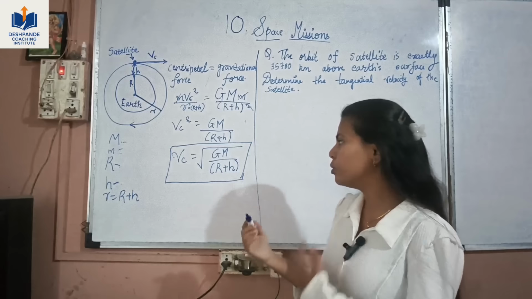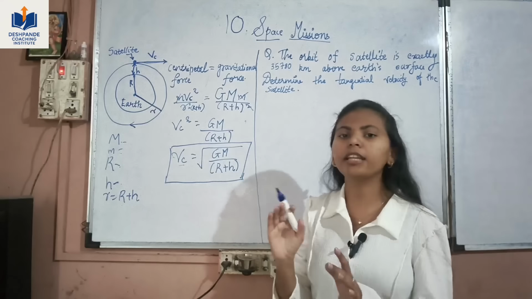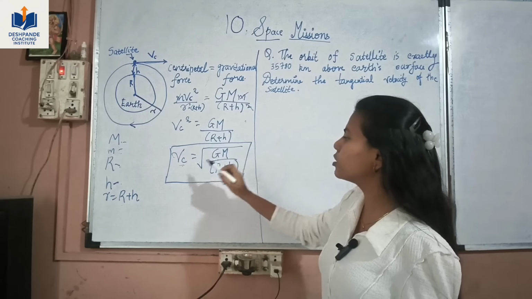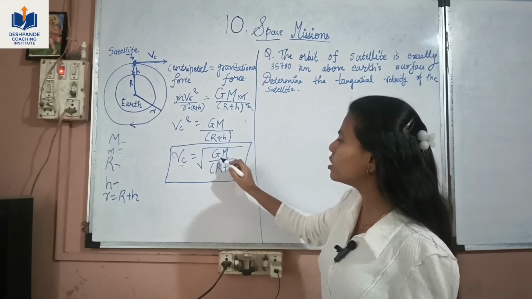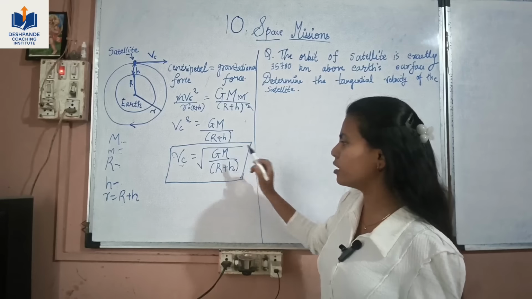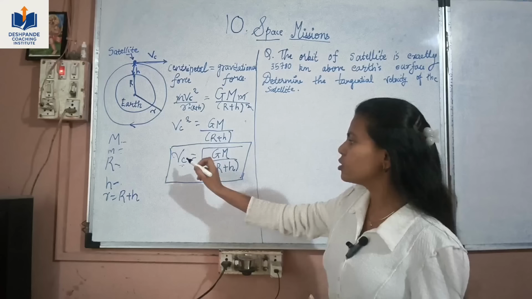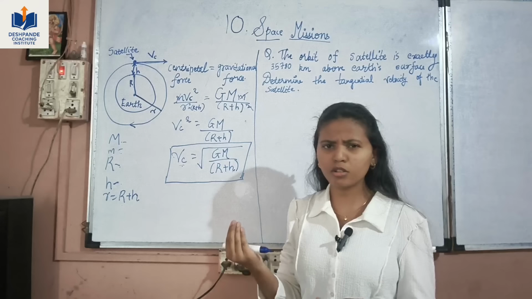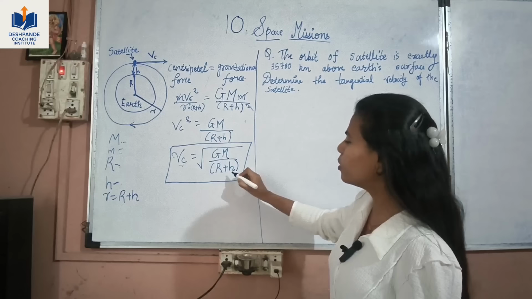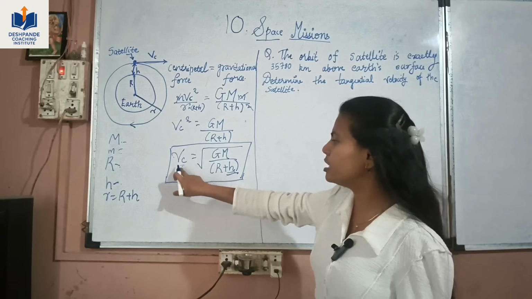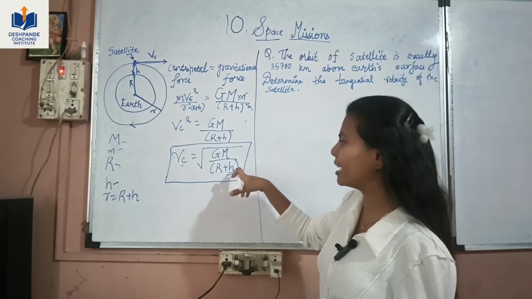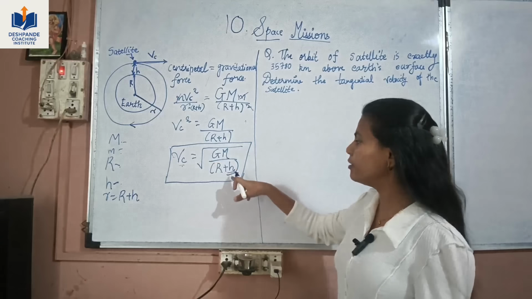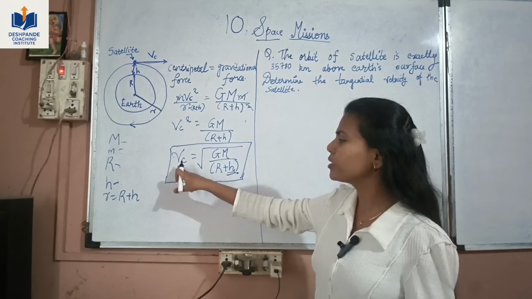So we get to know that the critical velocity is not dependent on the mass of the satellite. It is dependent on the mass of Earth. So it is directly proportional to the gravitational constant and mass of Earth, but they both are constant. So it is inversely proportional to radius and height. The radius of Earth is also constant, it will not change. So the only change will be height. So this is inversely proportional to height. Whenever the height increases, critical velocity decreases, and whenever the height decreases, critical velocity increases.